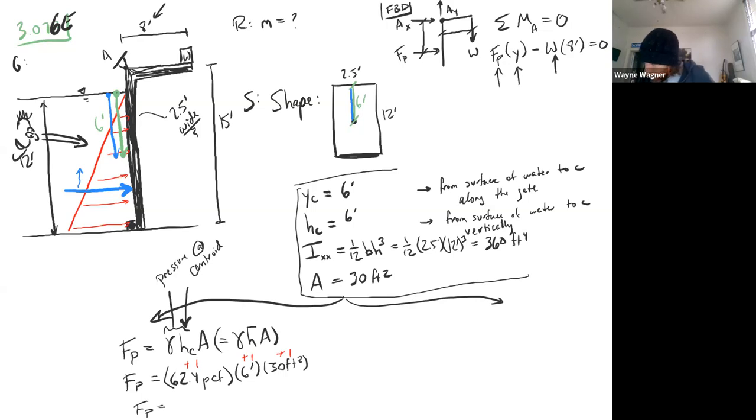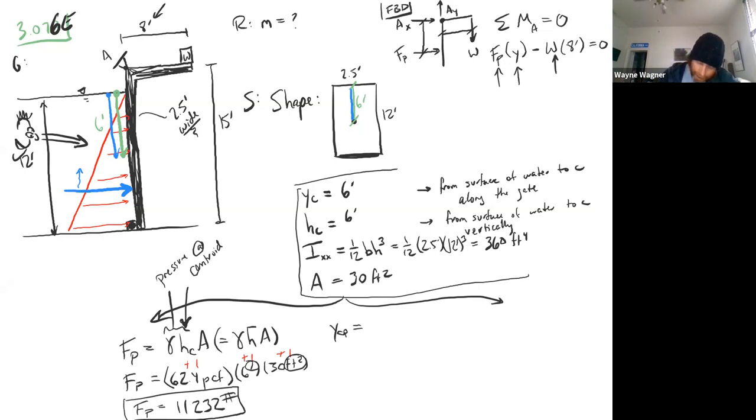But anyway, if we multiply that, that's 11,232. We check our units: pounds per cubic foot is being multiplied by feet and feet squared, so we get pounds. Okay, so the other thing that we need is YCP. Basically this is taking into account the fact that the force is not acting at the centroid, it's acting below the centroid.